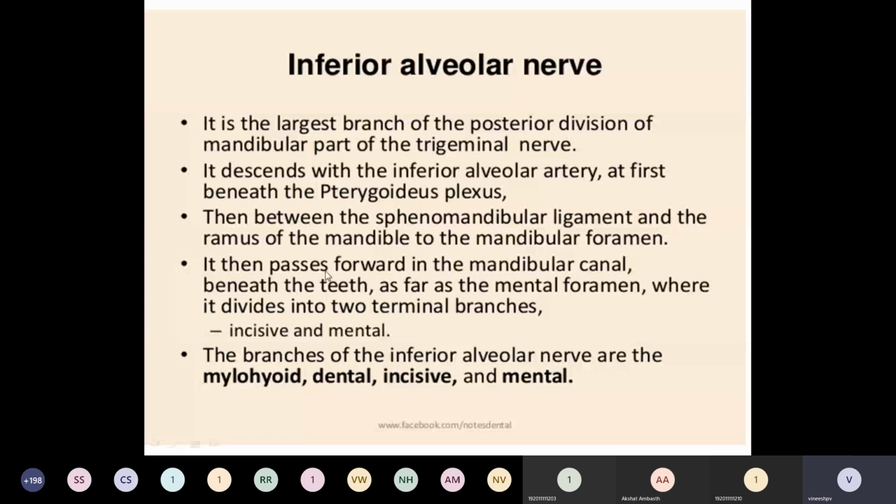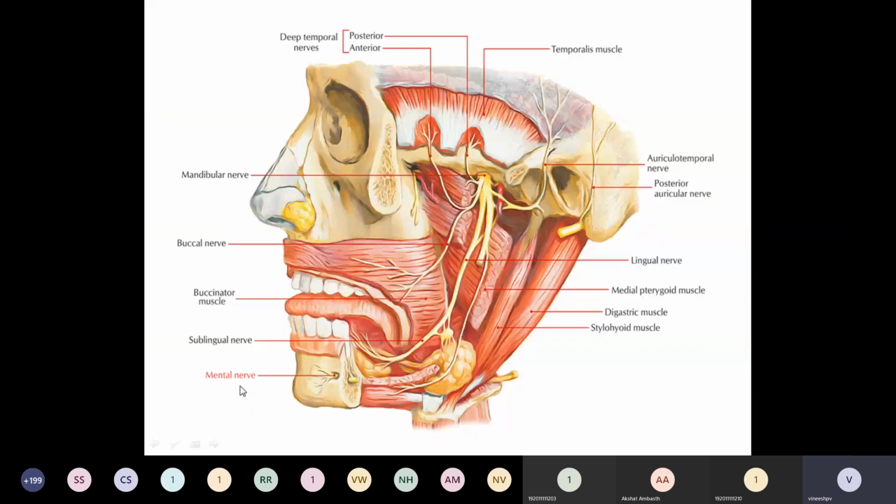Then it passes forward in the mandibular canal within the mandible, beneath the teeth, until it reaches the mental foramen in the body of the mandible, where it divides into two terminal branches, the incisive branch and the mental branch. The mental branch comes out through the mental foramen. The incisive branch supplies the teeth there. Okay. The branches of the inferior alveolar nerve are the mylohyoid, which I will tell you.